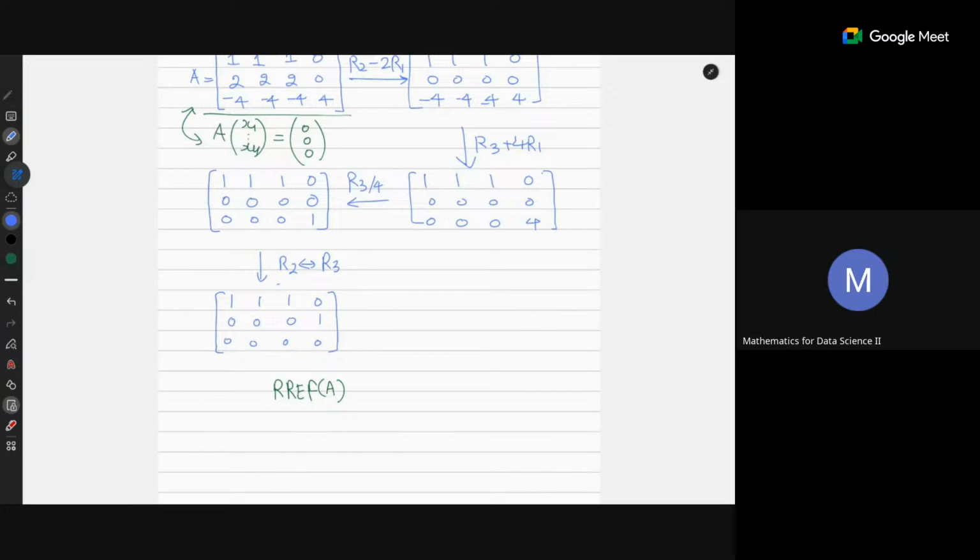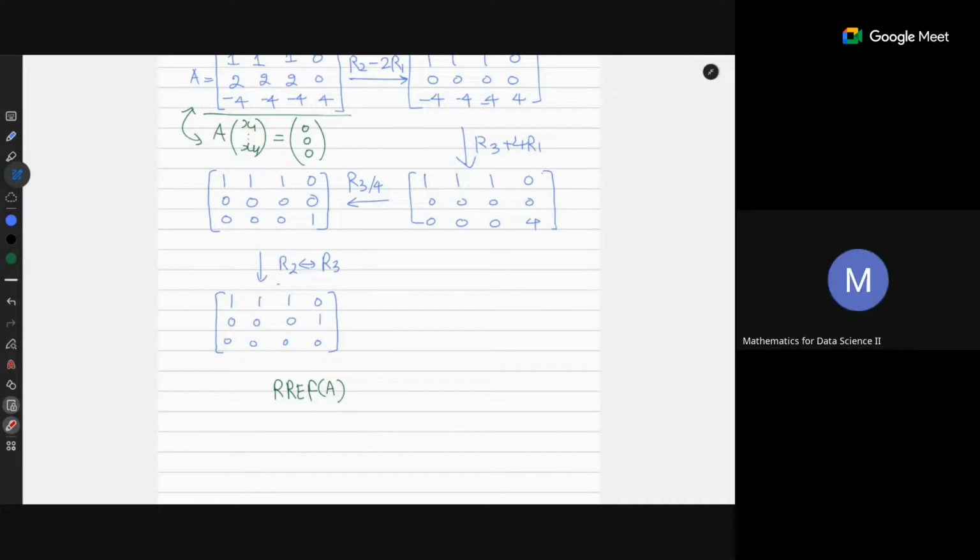Now I can again write it back into the system of equations. Now, can anyone tell me how many independent variables and how many dependent variables are there in this RREF? 2 independent, 2 dependent.